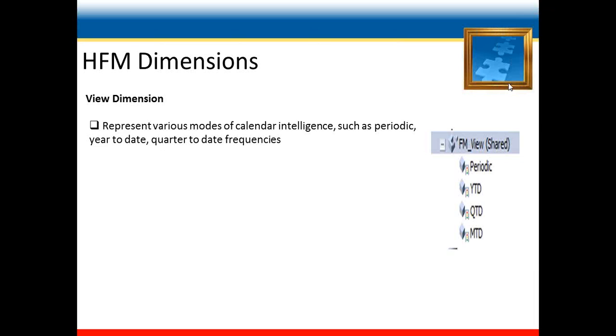The next dimension is view dimension. The view dimension represents various modes of calendar intelligence such as periodic, year-to-date, quarter-to-date frequency. If you set the view to periodic, then value for each month are displayed.